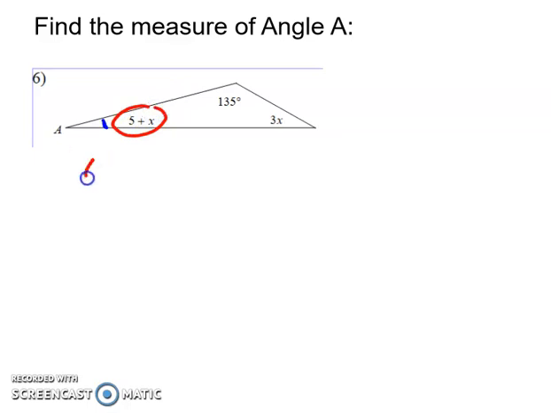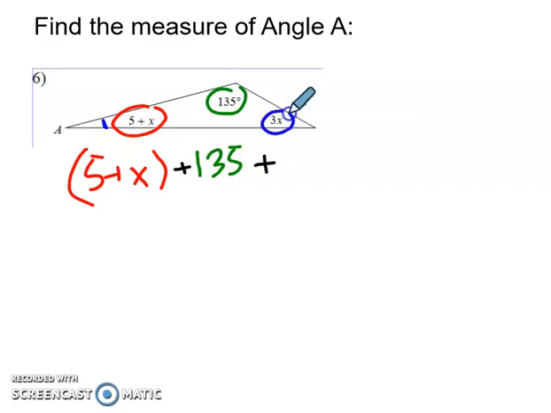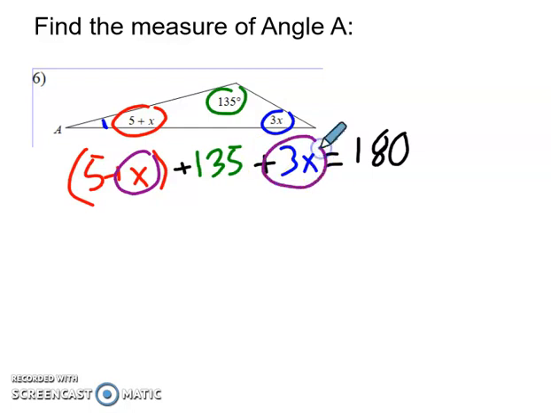We have this right here, 5 plus x. I'm going to put it in a set of parentheses because it's a quantity, plus 135 plus now 3x, and we know that it's equal to 180 degrees because it's the interior sum of the triangle. So now we're going to combine like terms if we have them. I see I have 1x here, I have 3x's here, I got 4x. All my x's live in Texas.